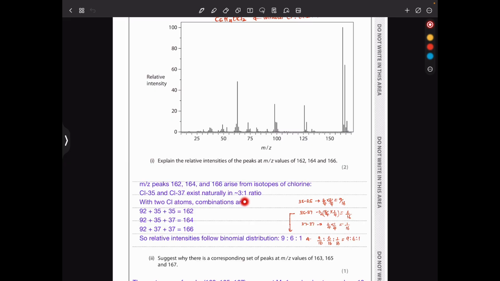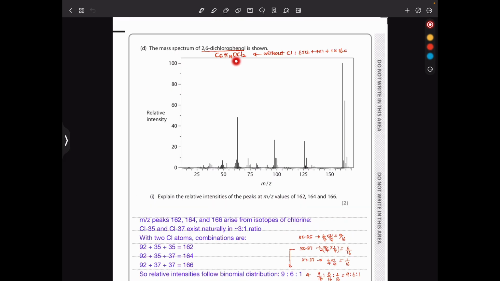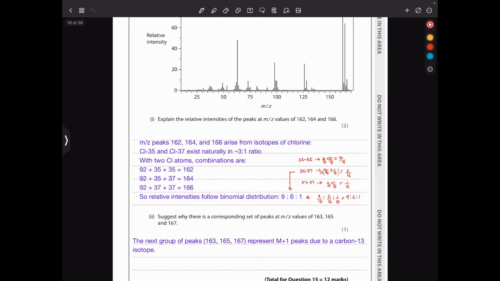With 2 chlorine atom combinations, we see the 92 plus 35, 35, we get a 162. The whole molecule here with all the 2 chlorines is equal to 92. So 92 plus 35 plus 37 gives us that, and 92 plus 2, 37 gives us that. So the relative intensities follow the binomial distribution.